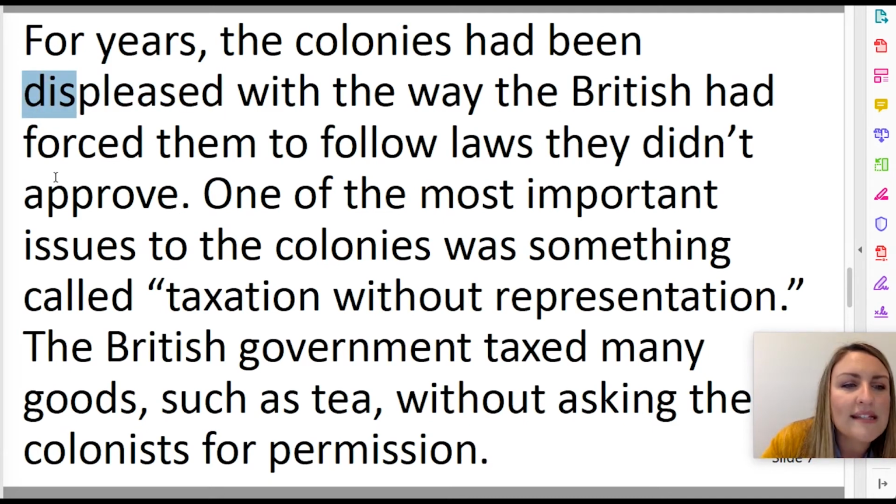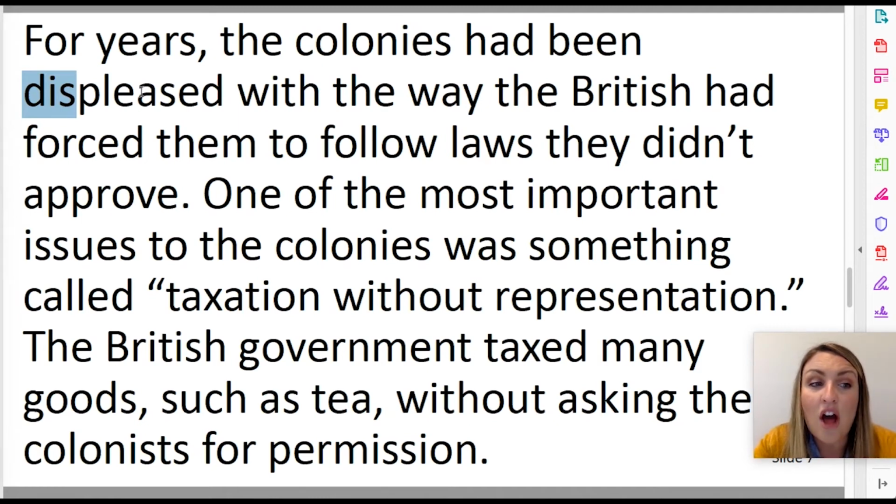What does dis mean? Good job. It means not or the opposite of, right? So if pleased is the base word and pleased means happy, displeased, displeased means not happy.